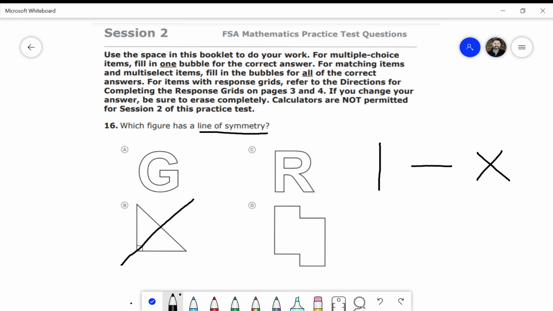Okay, so this side up here, we'll call it A, and B, if you were to fold it like a sheet of paper right along that line of symmetry, those vertices would line up perfectly. This called side A and side B line up perfectly. It's a reflection of one another. And so for that reason, letter B is our answer. Okay, and so that's how you answer this question.